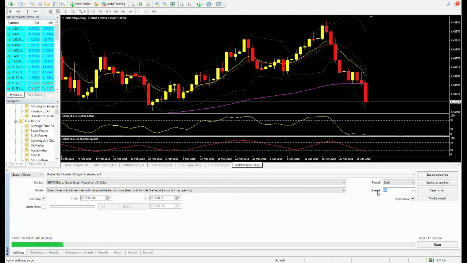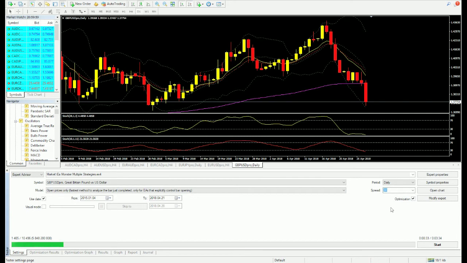So we got 2015 January 4th to April 21st 2018. We have a period daily. We have the spread set at 30 points here because in the expert properties I have the spread filter set to 31 points, so we don't go over 3 pips. You don't want to go too much. I mean, you can probably do this at 51 points and put this at 50 because it's long-term trading, but I'm going to put it at 3 pips because I like trading 3 pips or less on a spread.